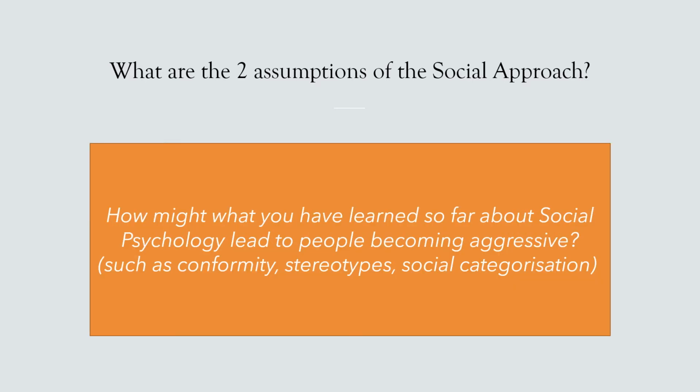How might what you have learned so far about social psychology lead to people becoming aggressive? So think about the key words of the social approach, such as conformity, stereotypes, social categorization, and these aren't all of it. So you might think of more keywords from the social approach. And I want you to think about, in preparation for this lesson, how that might cause aggression. So pause me now so you can have a think about it and maybe write a few bullet points down.